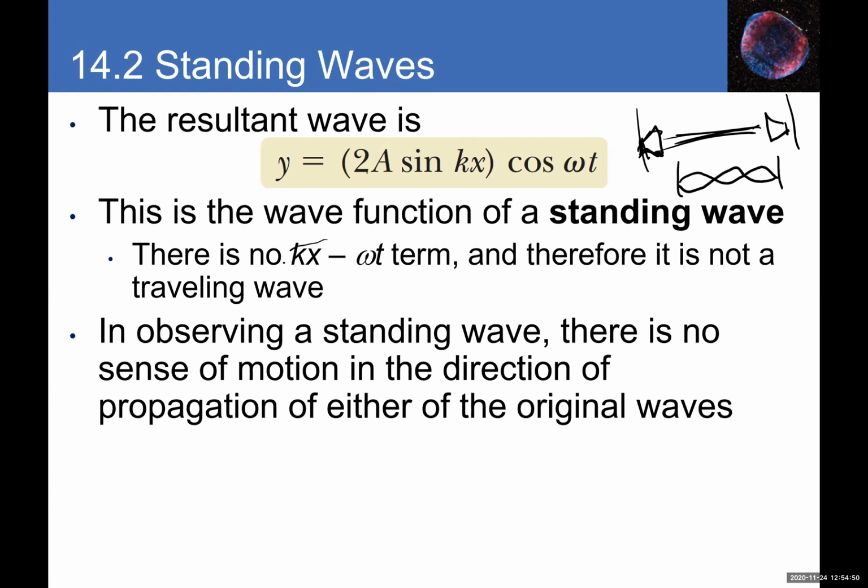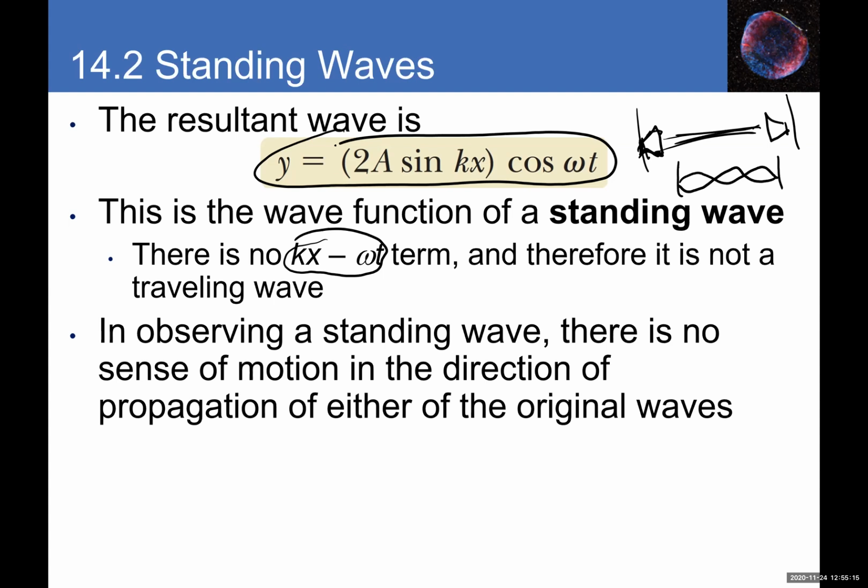So there is no kx − ωt term, and therefore it is not a traveling wave. When we look at the resultant equation, there is no kx − ωt term. That's a requirement for a traveling wave. So in observing a standing wave, there is no sense of motion in the direction of propagation of either of the original waves.